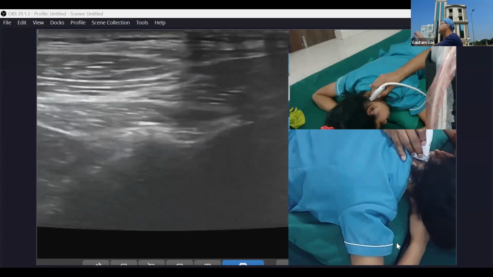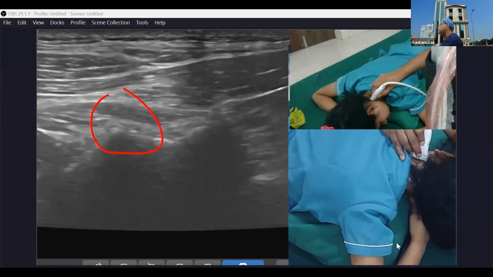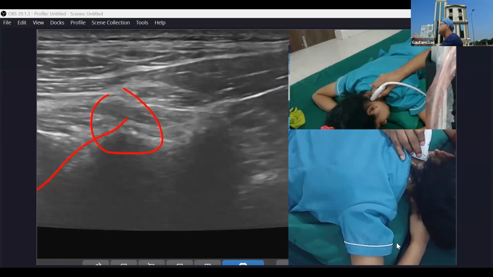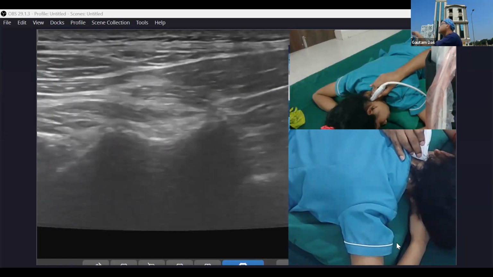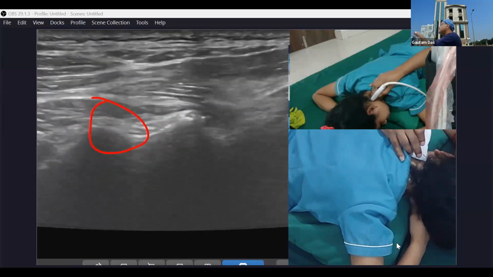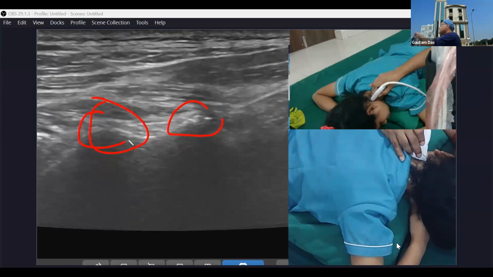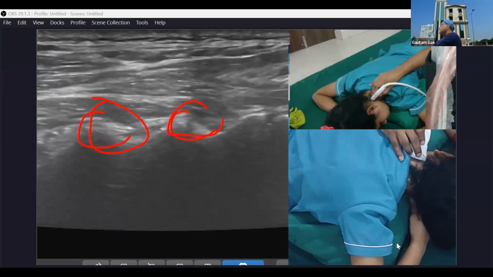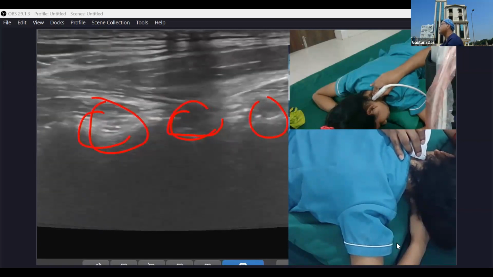So this joint is your C2C3. Why? Because it is coming down deep. The C1 C2 joint is much deeper, difficult to appreciate in the ultrasound. So this is the C1 C2 C3. Then C3 C4, and in between, all the joints will be coming down one by one. So hill and valley, hill and valley, hill and valley, hill and valley.